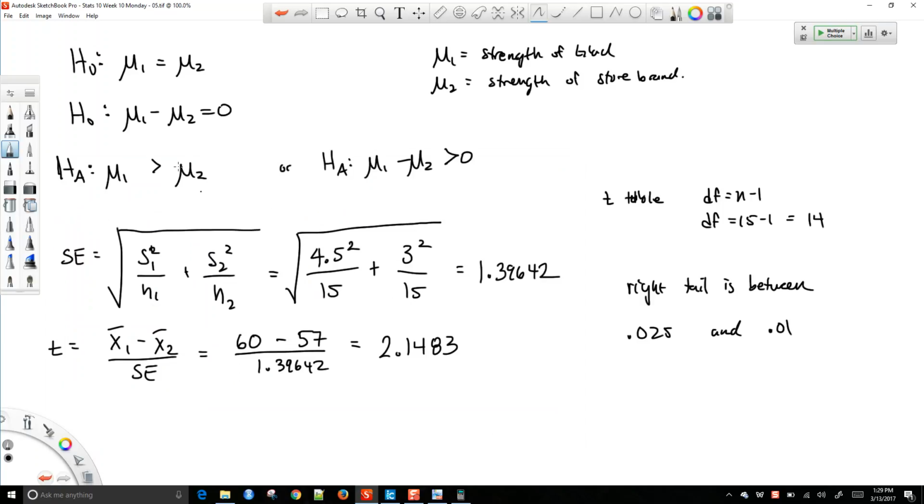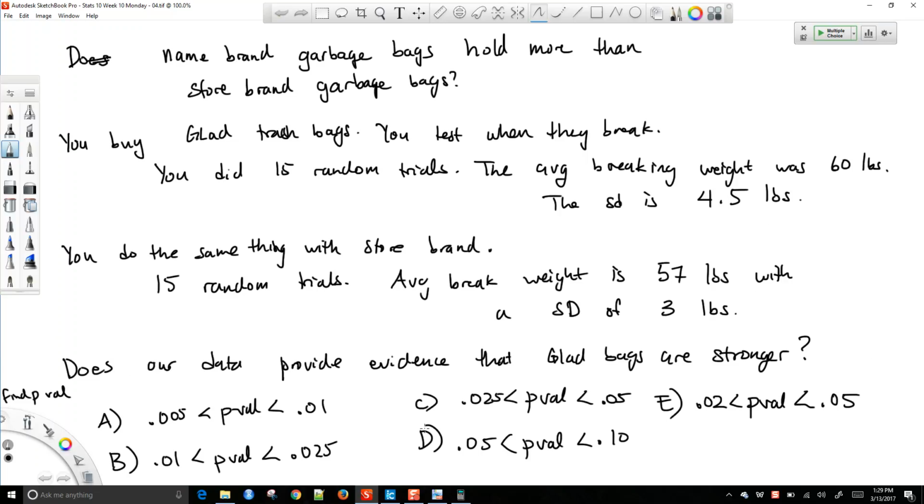My alternative has a greater than sign. Therefore, my p-value is the right tail. So p-value is equal to the right tail. And so my p-value is between 0.025, which is greater than my p-value, which is greater than 0.01. So I believe that matches answer choice B here.